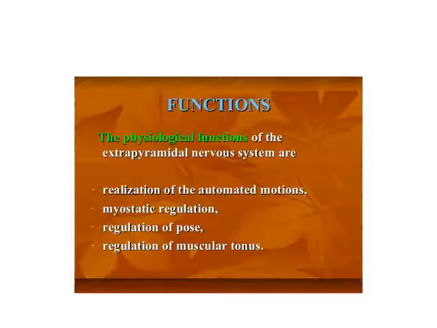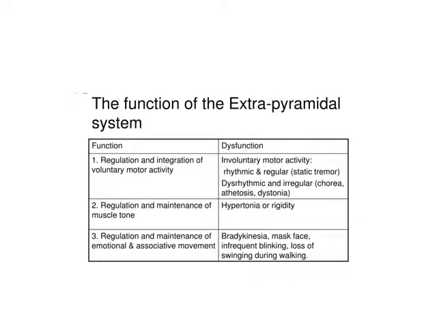What are the functions of the extrapyramidal system? We have physiological functions, which are realization of the automated motions, myostatic regulation, regulation of pose, and regulation of muscle tone. To understand better these functions, we have to know what happens if this function is impaired.